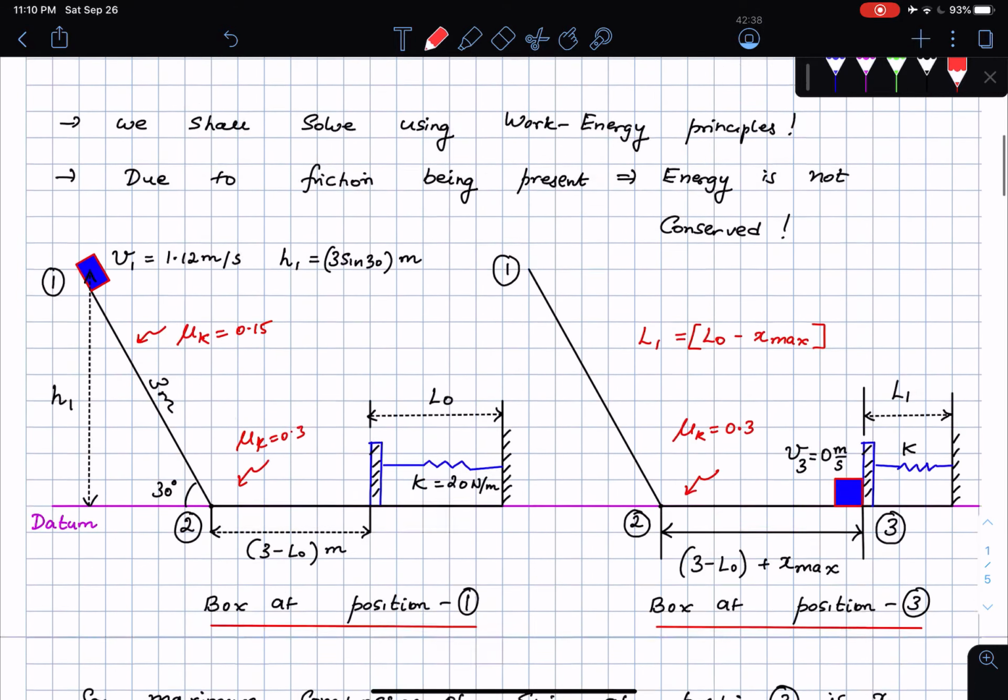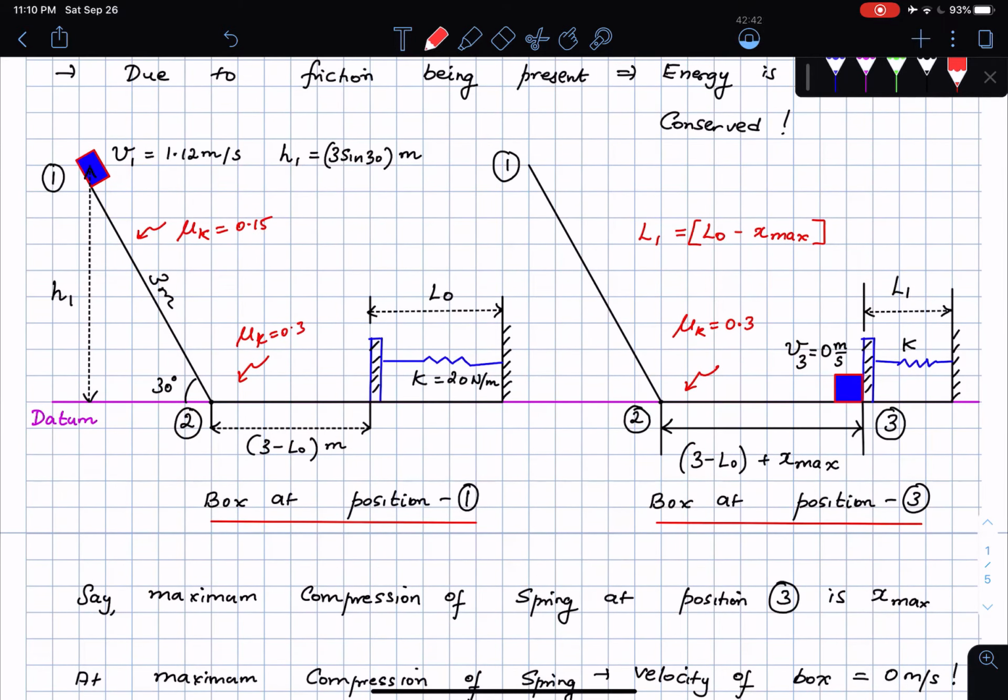Here is what I do. I draw two positions. Here is position 1, here is position 2. In position 1, the box is at the top of the incline. In position 3, the box has impacted the spring. At the maximum compression, the velocity of the box is 0. So I write down the kinetic energy at position 1, potential energy at position 1, kinetic energy at position 3, and potential energy at position 3. So it should be 3, not 2. I don't know why I keep saying 2.